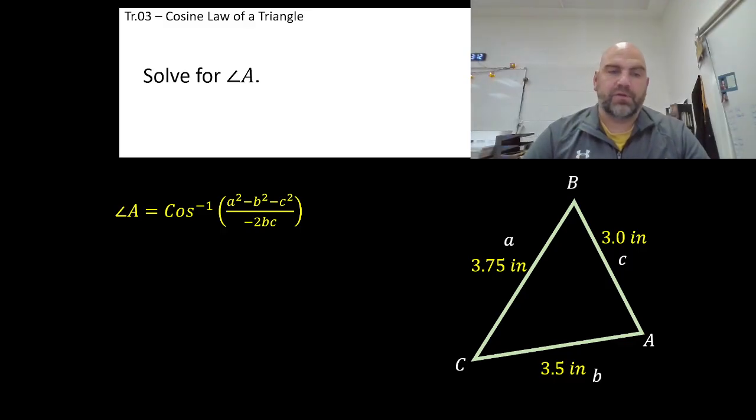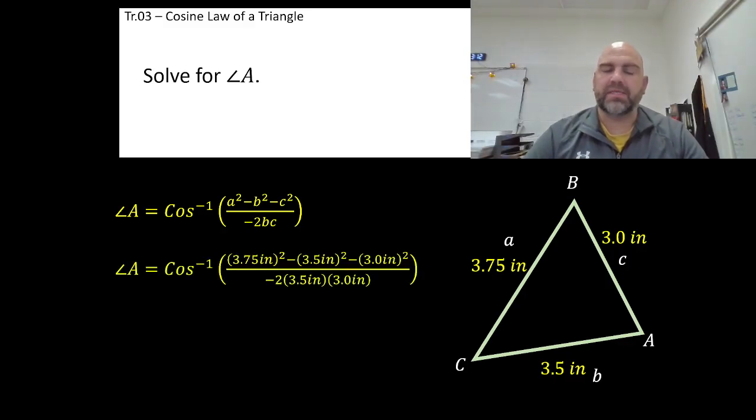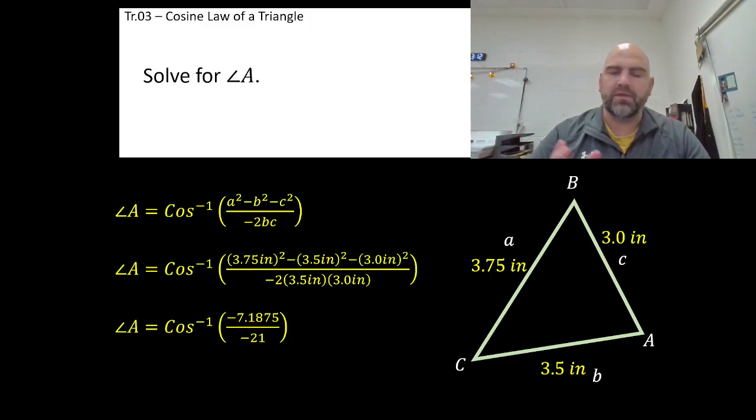Let's solve for this one right here. So we're going to plug in our three sides. Now remember, B and C go in there twice, on the top and the bottom, and then the A is in the front. Now, when you solve for this, solve for the top, and you'll get negative 7.1875, and there might be more decimal places, might not be. In this case, that's the end. And then solve for the bottom, and I got negative 21. Once you have this, divide and take the inverse cos.